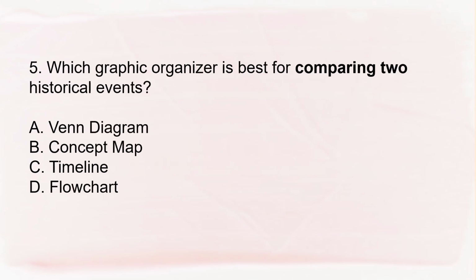Number 5, which graphic organizer is best for comparing two historical events? Letter A, Venn diagram. Letter B, concept map. Letter C, timeline. Or letter D, flowchart.